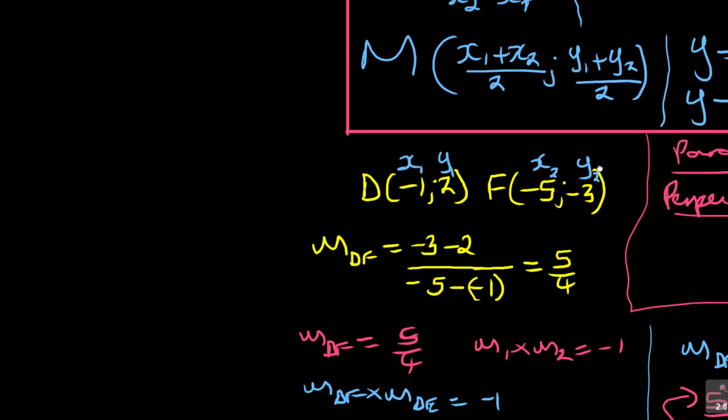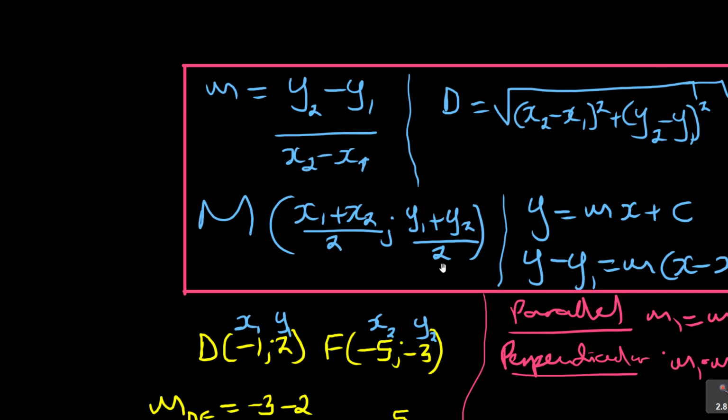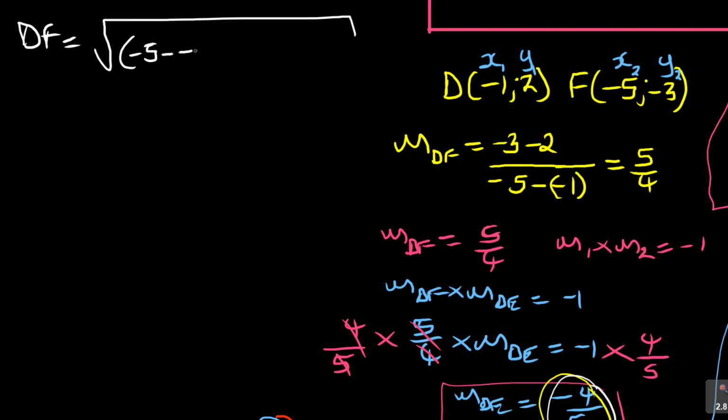Let me use the formula here, because I've got these. Remember the formula for the length? That is what you're using. Let's start with DF. DF is equal to the square root of x2, bracket minus 5, and then minus x1, which is minus 1, squared. Very important. Plus y2, which is minus 3, minus y1, which is minus 2, squared. So this will become a plus.